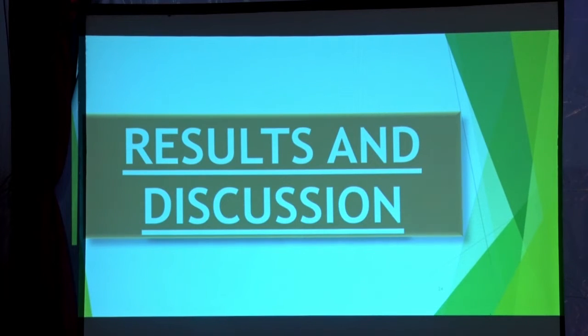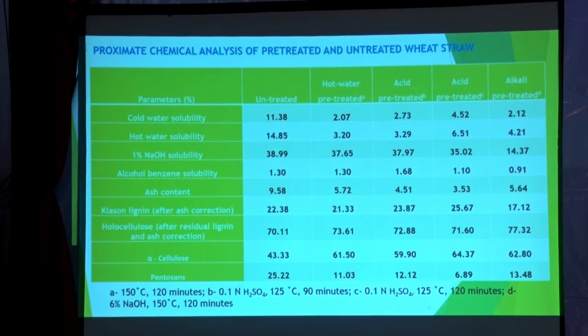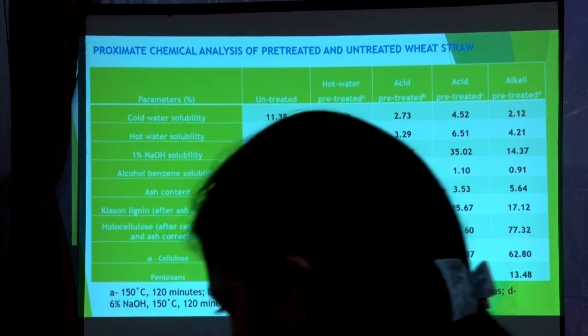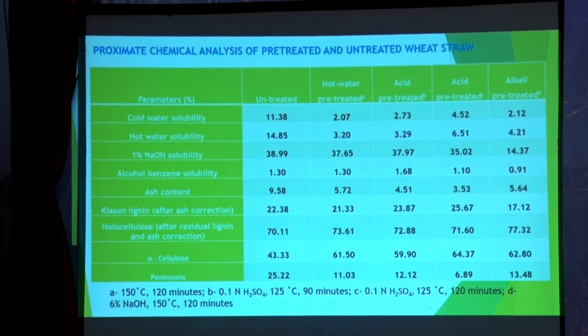Now coming on to the results and discussion section. So these are the results of the proximate chemical analysis of pre-treated and untreated wheat straw. Here we can see that the water solubility of all the pre-treated straw samples has decreased as compared to the untreated one. The minimum cold water solubility was found in case of hot water pre-treated, which is 2.07% as compared to the 11.38% of untreated one.